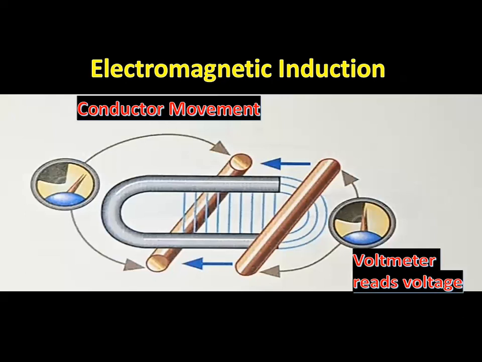During electromagnetic induction, the amount of voltage induced in the conductor is determined by these four factors. One, the number of conductors. Two, the strength of the magnetic field. Three, the angle at which the field crosses the conductor. A 90-degree angle is optimum. And the last one is the speed of motion.